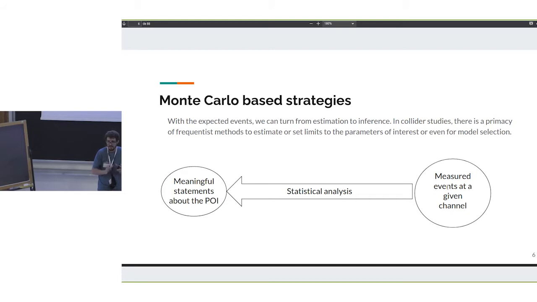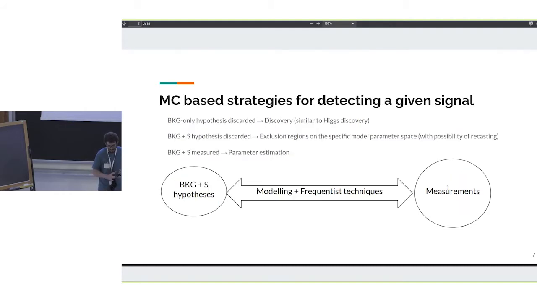That is, we have some log likelihood, we have a profile log likelihood analysis or some marginalization over nuisance parameters, and we try to get from the measured events to the parameters of interest. So if we put it all together, we can have roughly 3 types of statements. The one that we all want, which is to discard the background only hypothesis, which is, for instance, a discovery of a particle like the Higgs, where the background was the rest of the standard model and the signal was the Higgs. Usually what we have is the background plus signal hypothesis discarded.